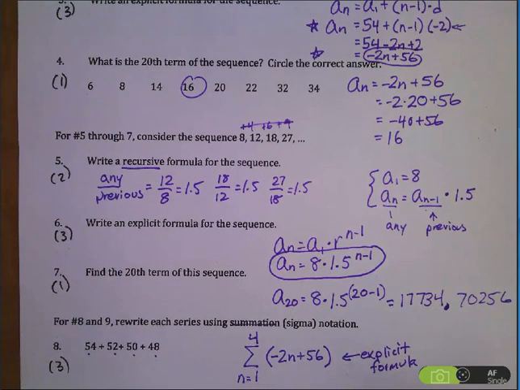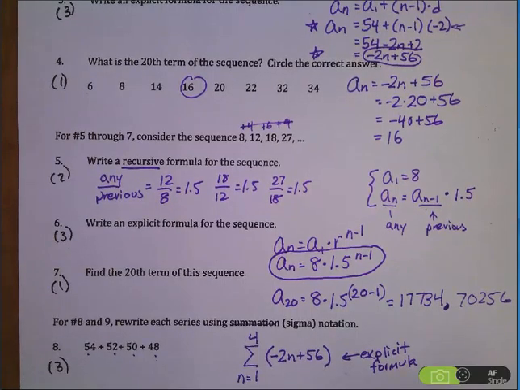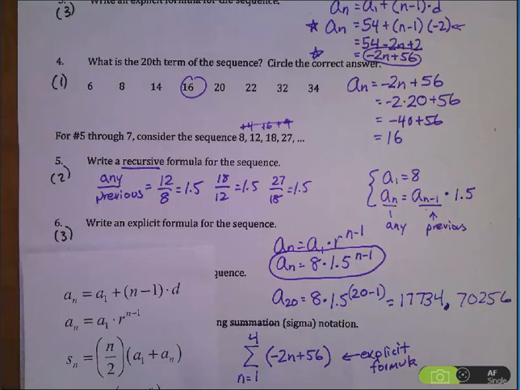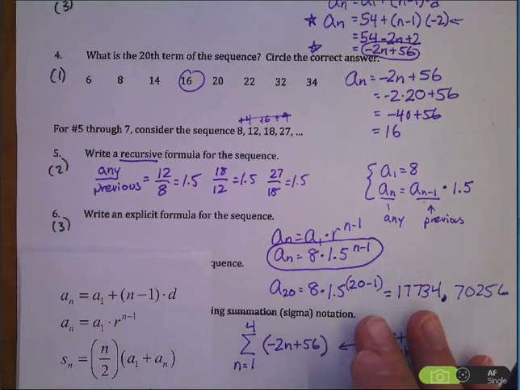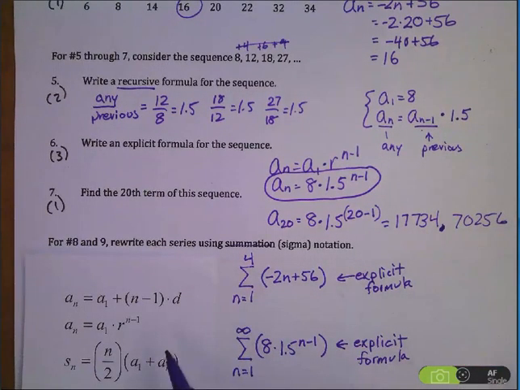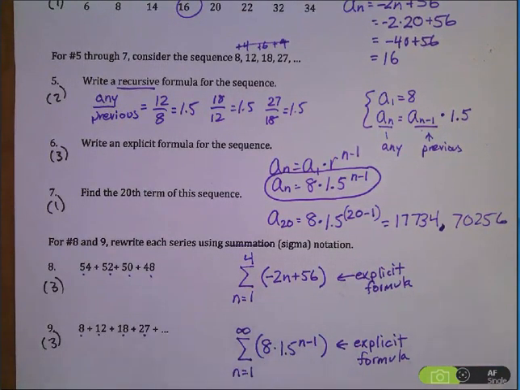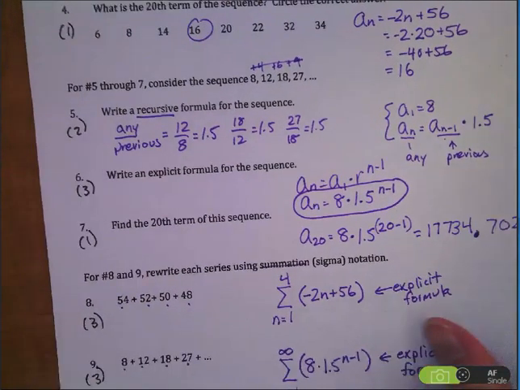So what goes on the right side of the sigma notation is the explicit formula for that type of sequence. On your retake, if you decide to do a retake, just make sure it's going to look something like either this, which we simplified to get negative 2n plus 56, or it's going to look like this, which you see here, depending on if it's arithmetic or geometric. Let's go to the next page.